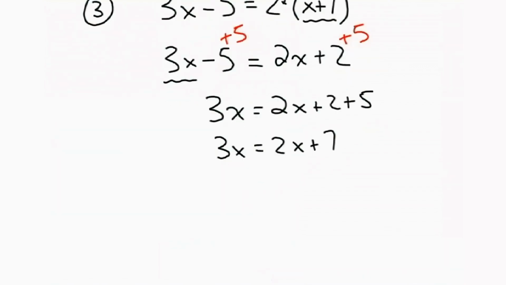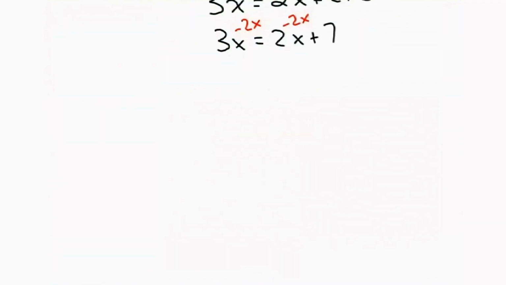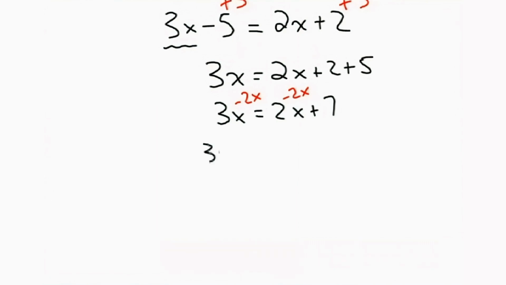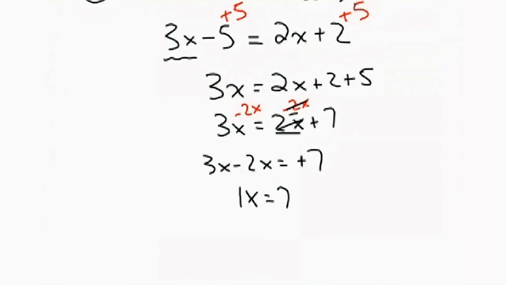And now what we need to do is collect our terms with the x's on the left-hand side. So we're going to subtract 2x from each side. And so this will leave us with 3x minus 2x is equal to positive 7. This 2x and negative 2x will cancel each other out. And now 3x minus 2x is just 1x. And so we've solved now, and x is equal to 7.